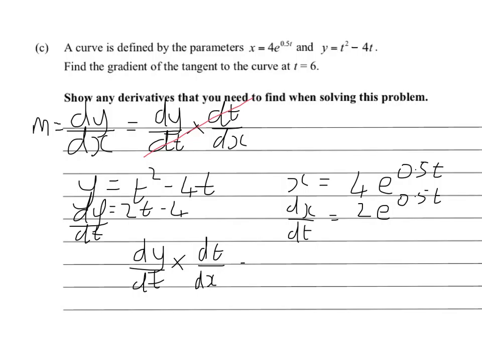We've got dy/dt, that's 2t minus 4. And we want to multiply that by dt/dx, and that's times by 1 over 2e to the 0.5t. The reason we're doing 1 divided by 2e to the 0.5t is that 2e to the 0.5t is dx/dt, and we want dt/dx, so we're just going to do 1 divided by dx/dt. Okay. Now we want to actually be able to finish this problem up.